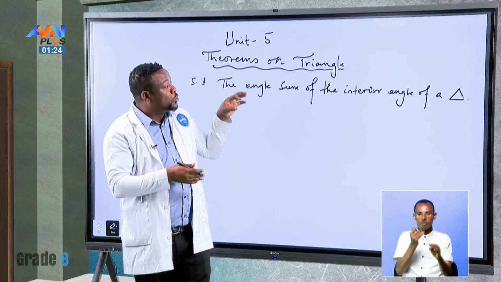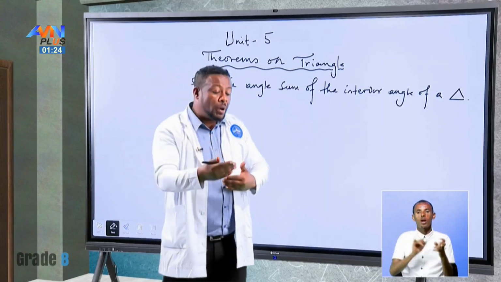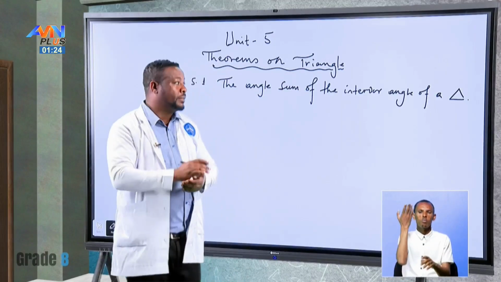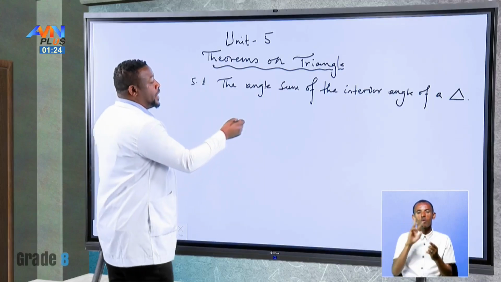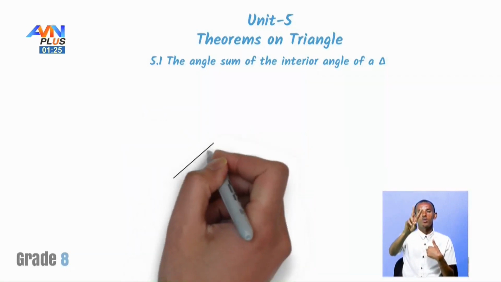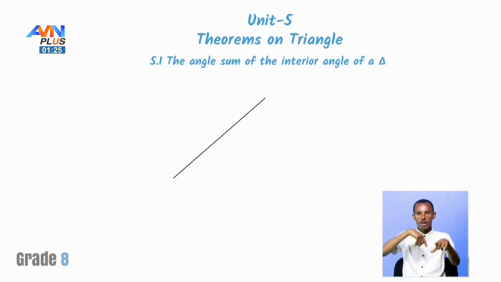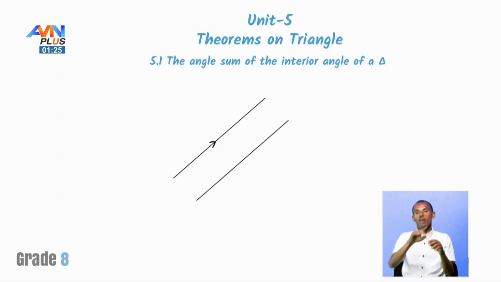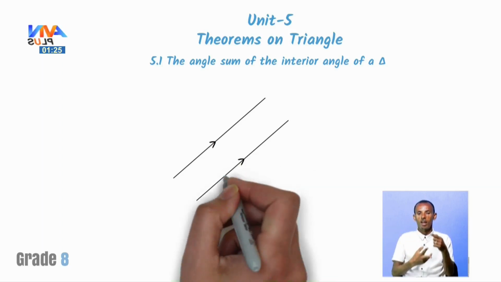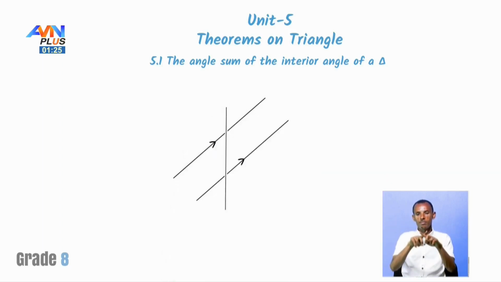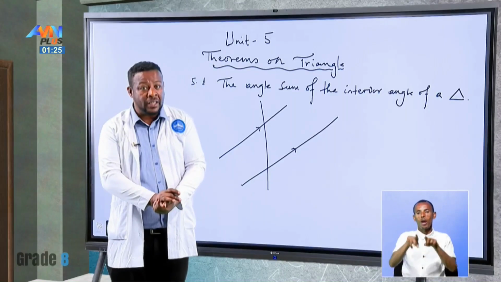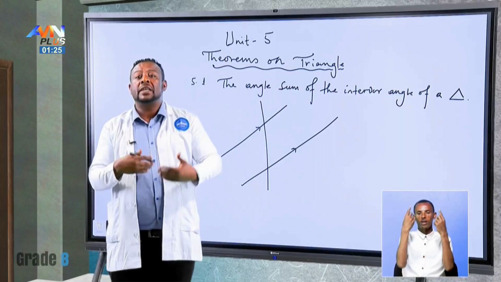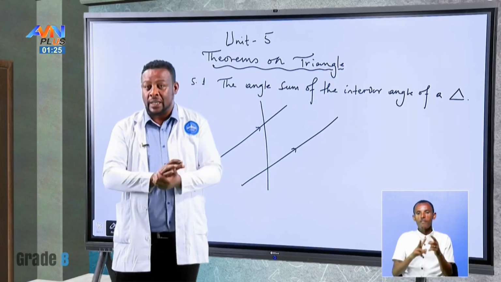Before I proceed to the topic, I want to remind you of some very important concepts from your previous grade level. If we have two parallel lines, okay, you all know that parallel lines are lines that never meet, and a transversal line, say this is a transversal line, the line that cuts the two parallel lines. There are some important terminologies that you need to understand: interior angles, vertically opposite angles, okay?